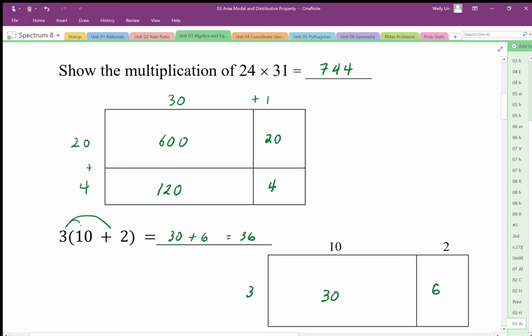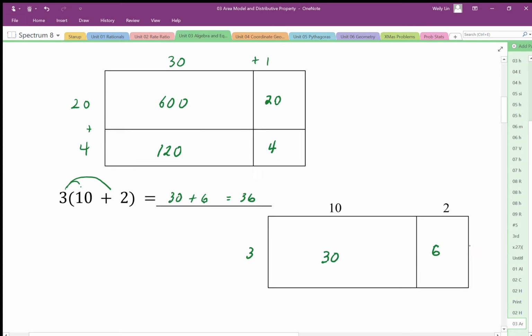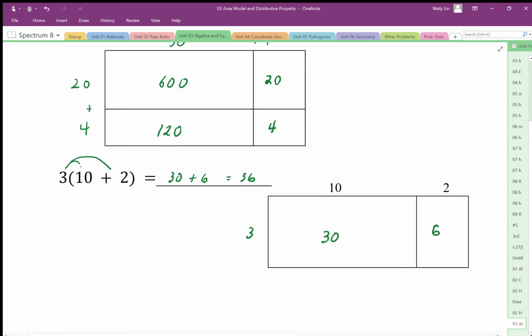I can decompose my multiplication across addition and subtraction. This is okay because it's multiplication with addition. Now, if it was powers with addition, this can't be done. But since it's multiplication and addition, we know that they are compatible with each other. And we can just distribute across and do this distribution.